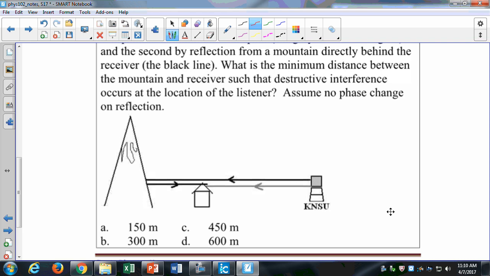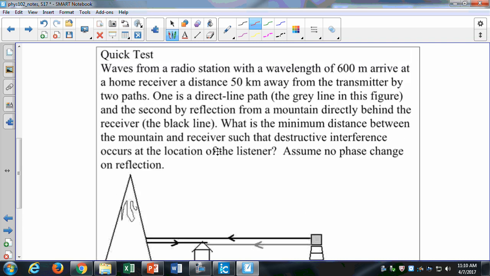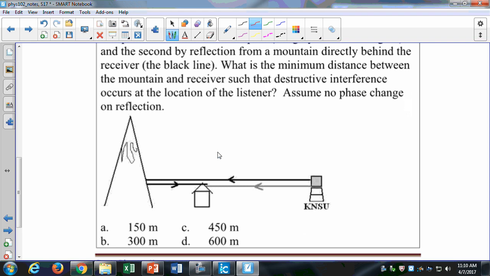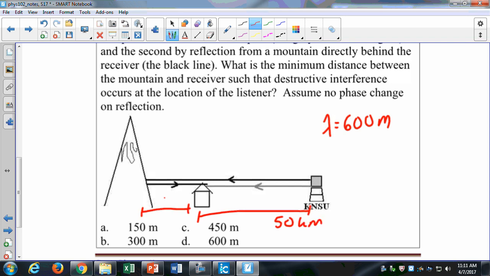One has traveled a little bit longer distance, and the other has traveled a little bit shorter distance. And I want to know, what is this distance between the bayou and your home so that you get destructive interference? The wavelength of these waves is in the problem. The wavelength is 600 meters. And this distance is 50 kilometers. And so now I want to know, what is this distance if at this point I get destructive interference? If those two waves come together at my home and you get destructive interference.